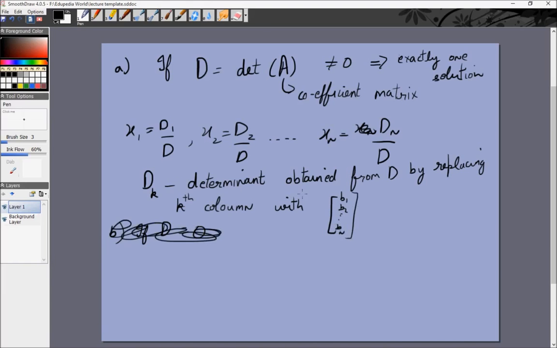So what this means is, let's say this is a 7 cross 7 matrix. x4 will be d4 by d. What will be the value of d4 by d? There will be two determinants. So d will simply be a11, a12 till a17.